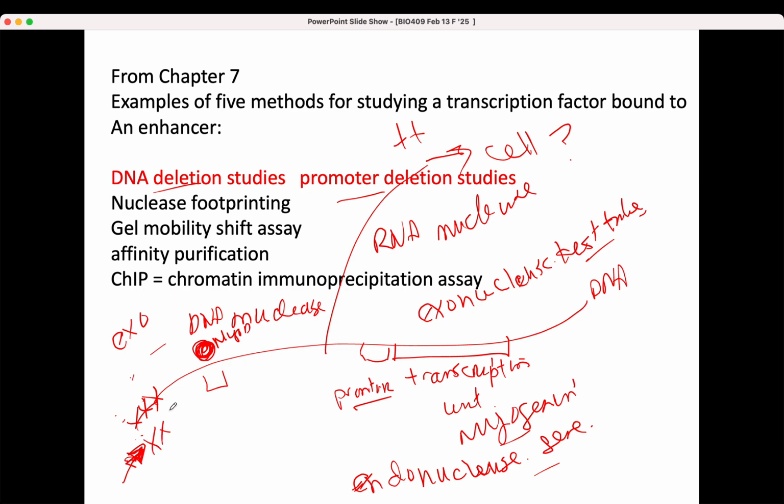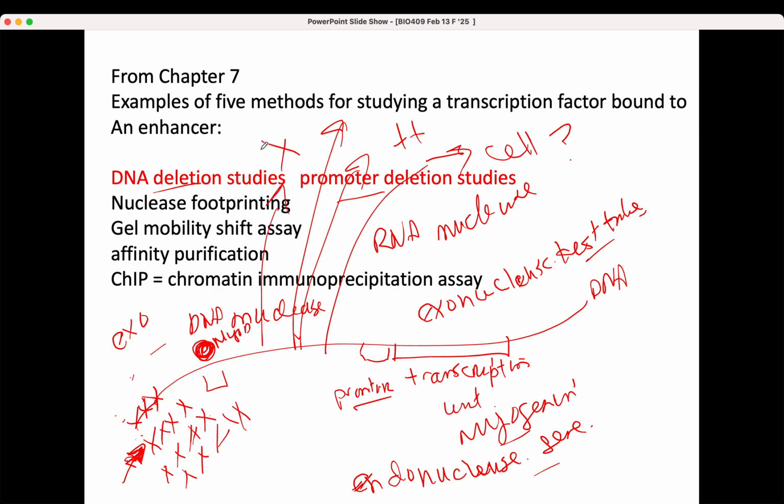So then we do another experiment. We let the exonuclease work a little longer. And it does, and we still get activation. And we get a little bit longer, and yep, we still get activation. So it's still working, and the enhancer cannot be in this region because we chewed it up. And then the very next one, no activation.